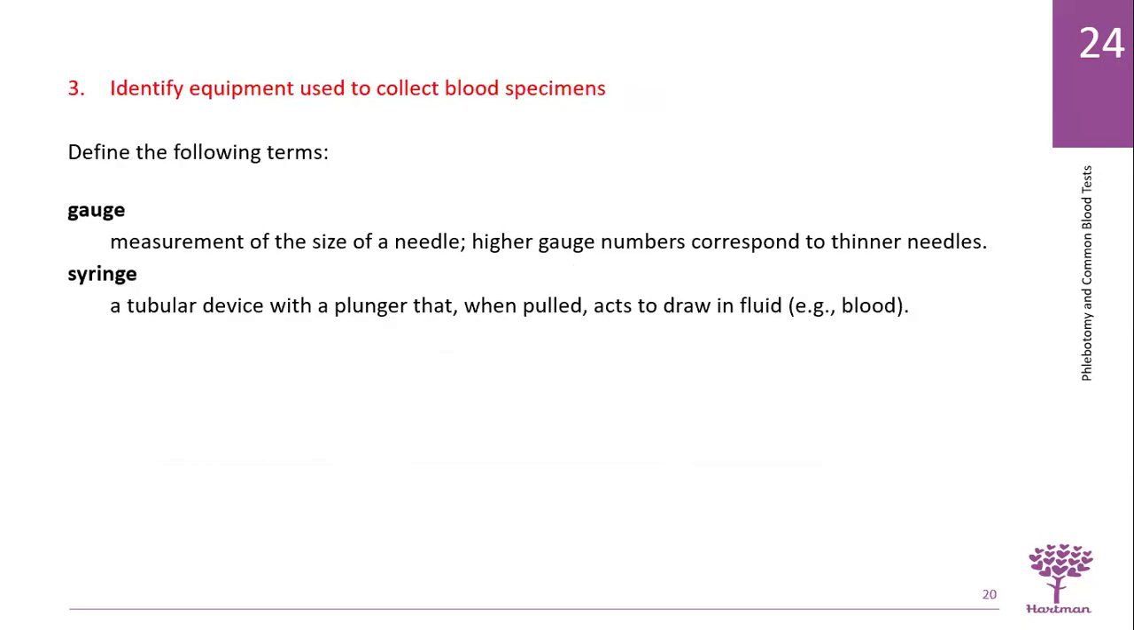A needle gauge is a measurement of the size of a needle. Higher gauge numbers correspond to thinner needles. A syringe, of course, is a tubular device with a plunger that, when pulled, acts to draw in fluid, for example, blood. That's a syringe.